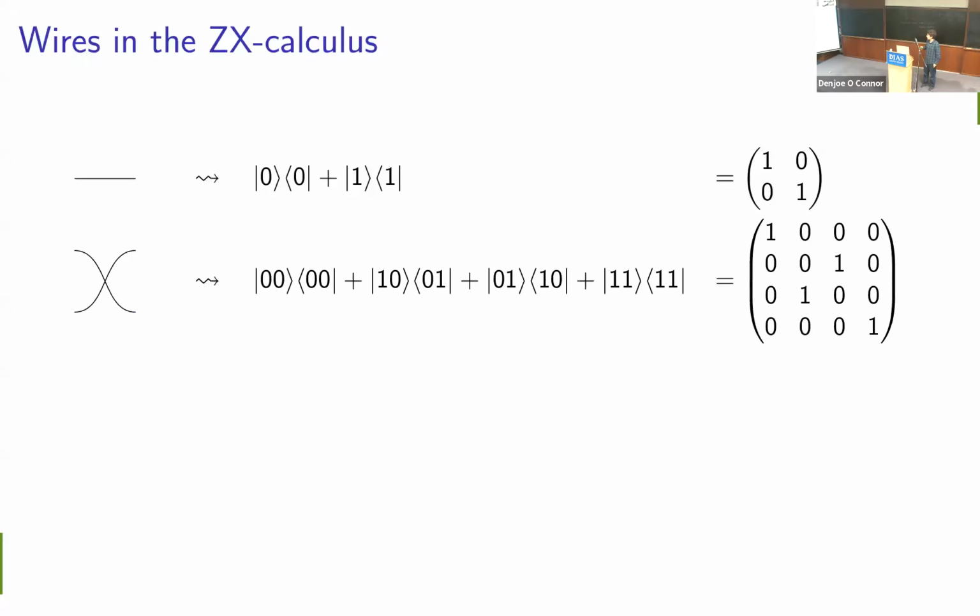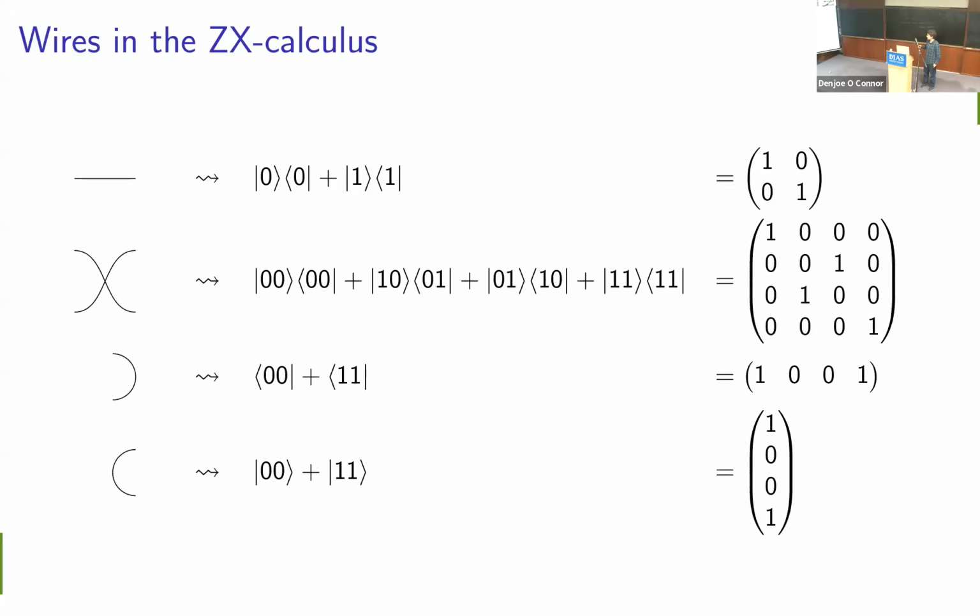We also have a bunch of, and maybe I'll just go through them quickly, interpretations for different shapes of wires. An identity wire just gives us an identity operation. We can have two wires crossing over each other, and that implements just the linear operation that swaps the two qubits.